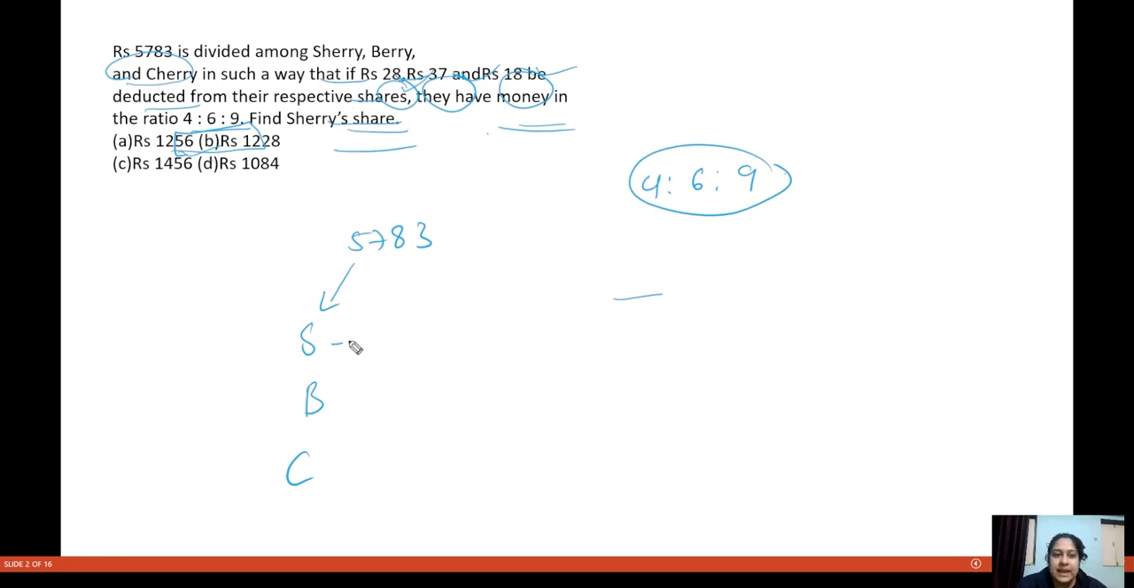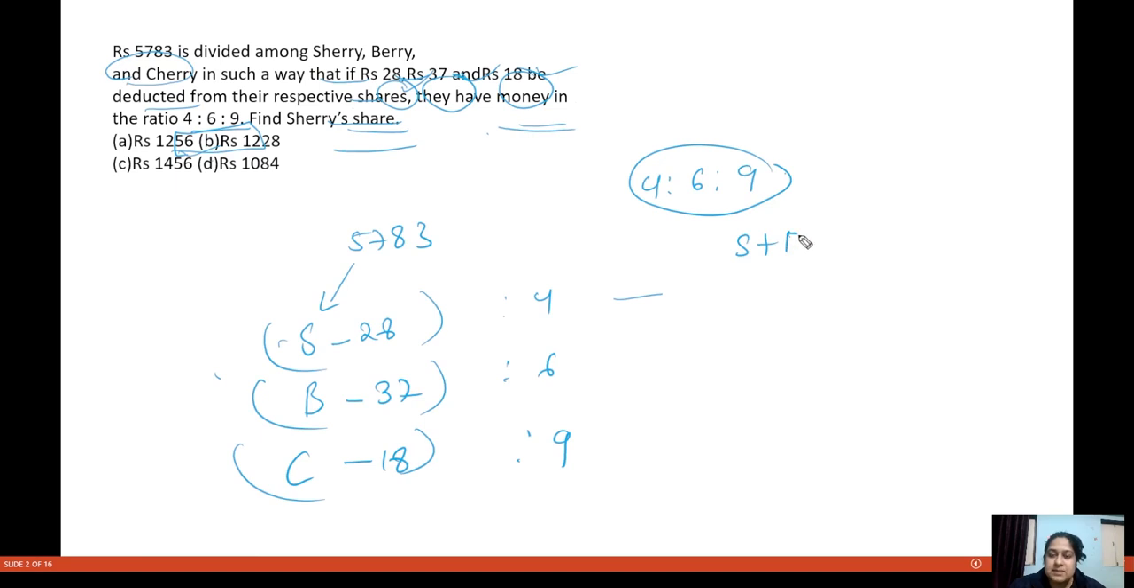Okay. So basically S minus 28, B minus 37 and C minus 18 will be in the ratio 4 is to 6 is to 9. And what else? S plus B plus C, that is the share of Sherry plus Berry plus Cherry, is equal to 5783.